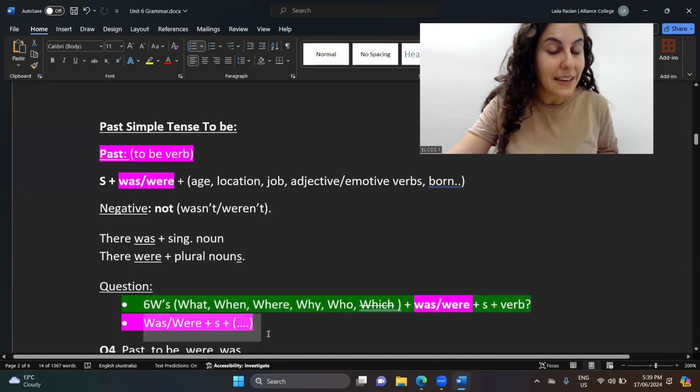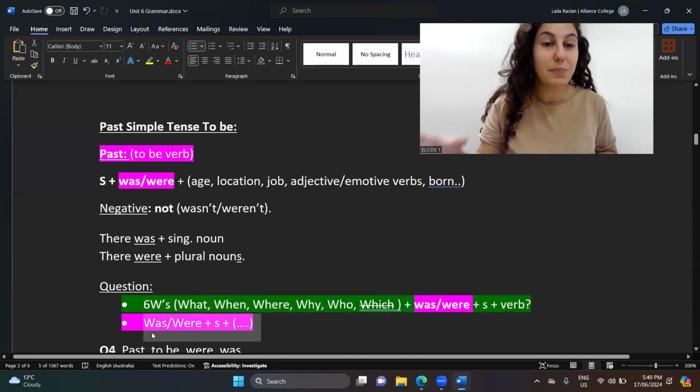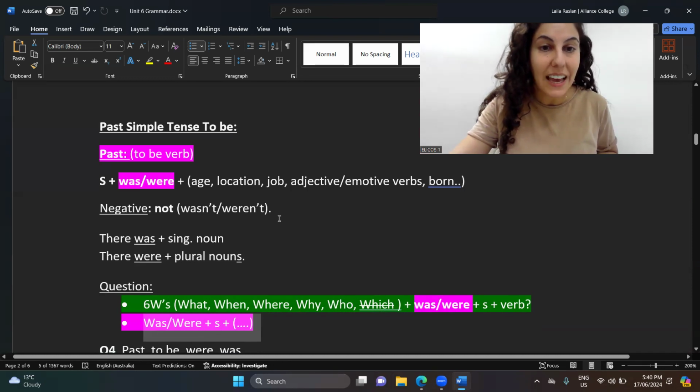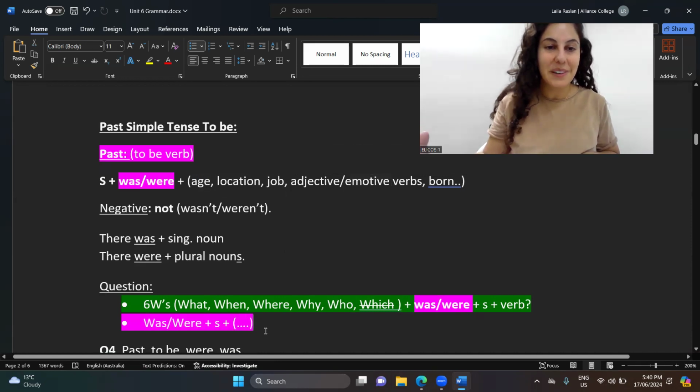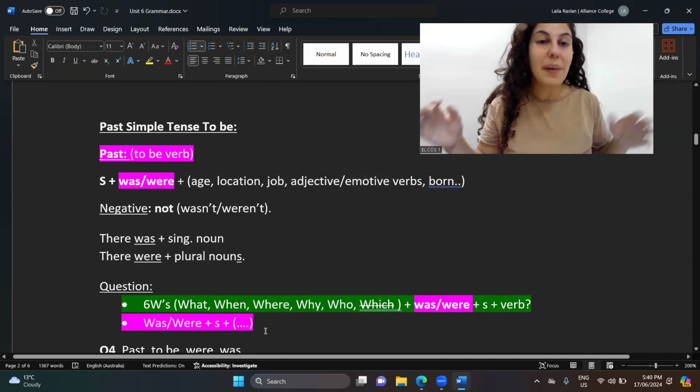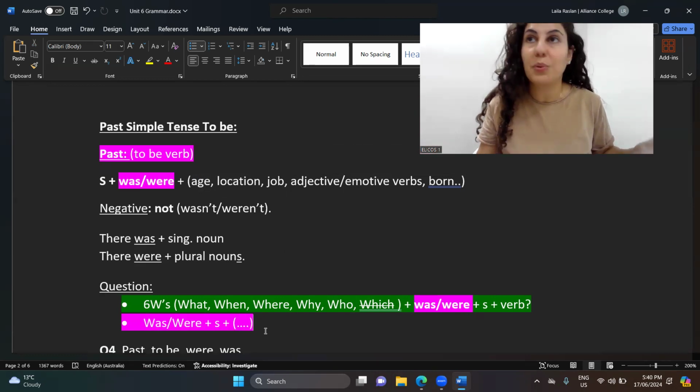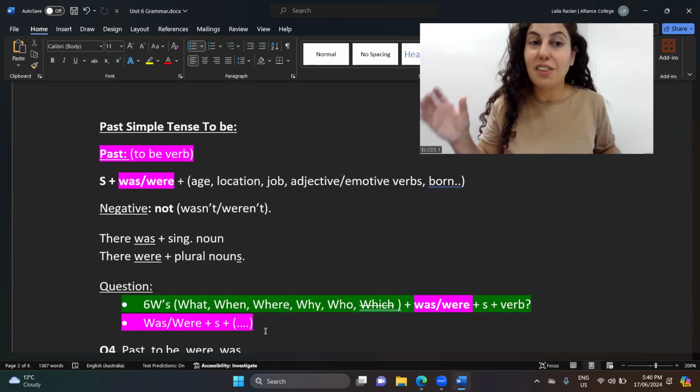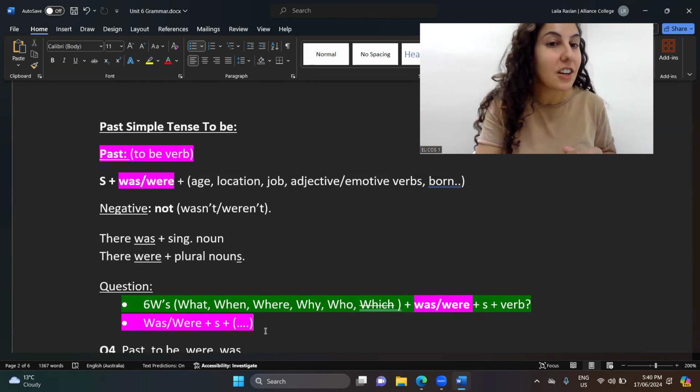Okay, or you can also make the question by starting with the verb to be, was or were, subject, and then those same information we had before. So was he 20? Was he in the city? Was she a lawyer then? Was she upset? Okay, so lots of questions as well. Okay, so that's all you need to know about the verb. So there's two most important verbs, the verb to be and the verb to have. And for now, we're just learning about the verb to be in the past.